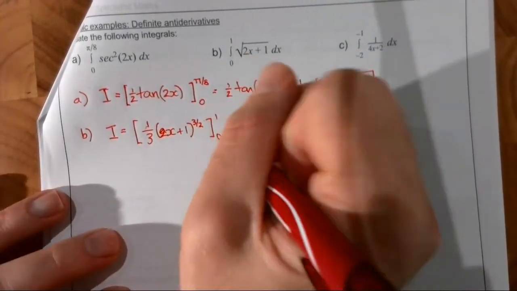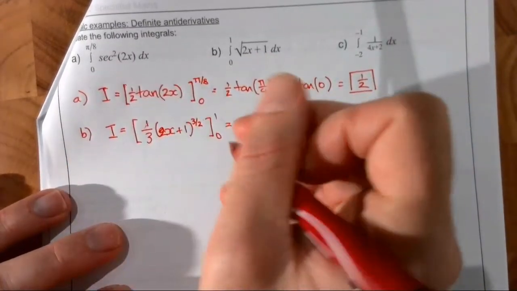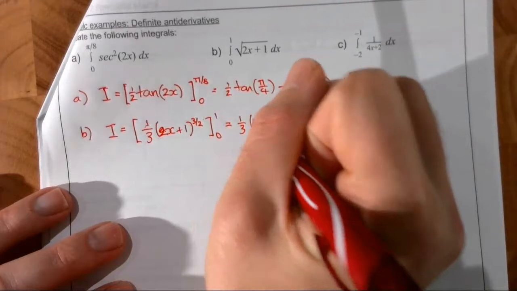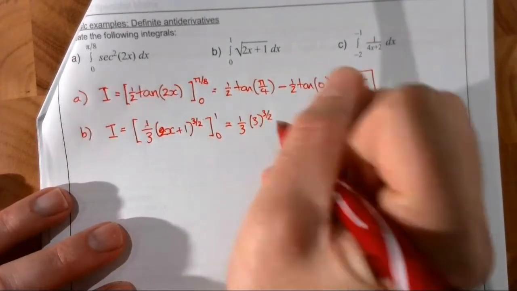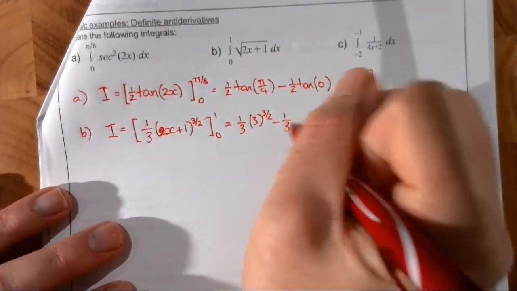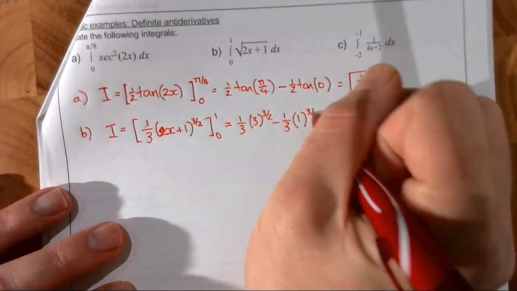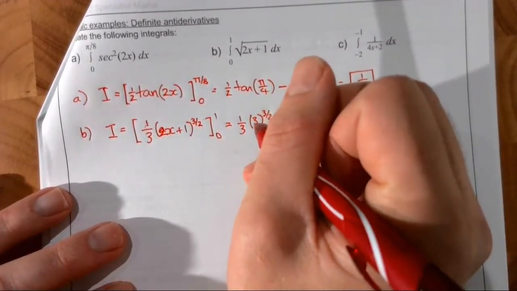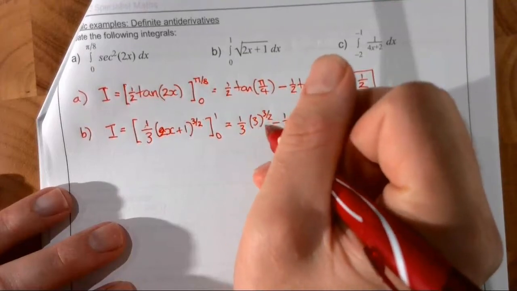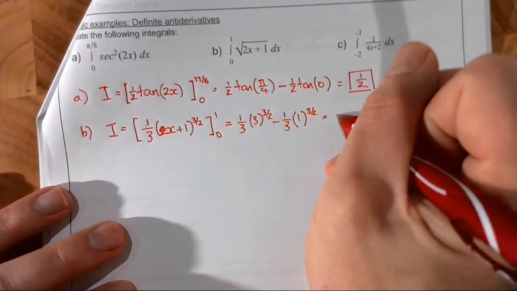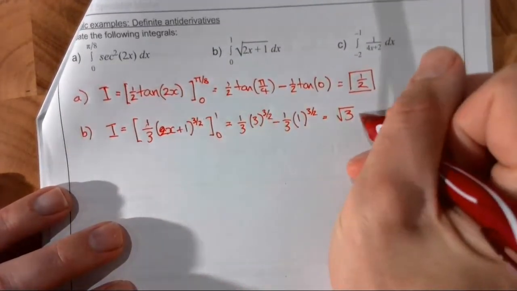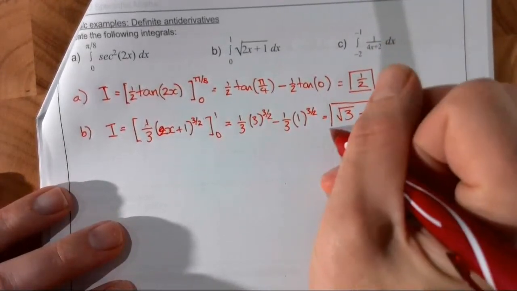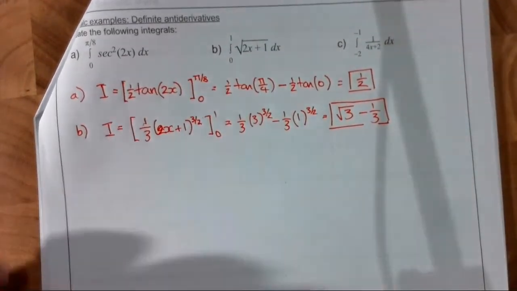Notice that backwards thinking, that flexible thinking. Now if I substitute in, I'm going to get 1/3 times 3 to the power 3 over 2 minus 1/3 times 1 to the power 3 over 2. If I simplify this, 3 to the power 3 over 2 divided by 3 to the power 1 is going to give me just 3 to the power 1/2, or root 3. The second term just gives me minus 1/3. So a nice clean answer is root 3 minus 1/3.